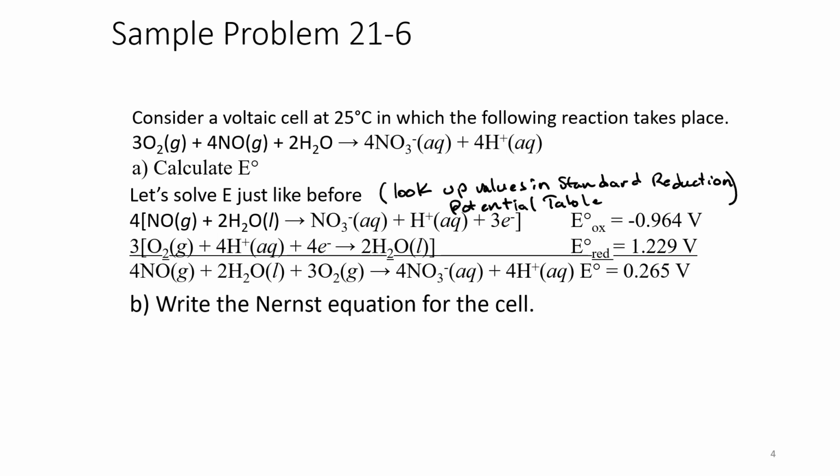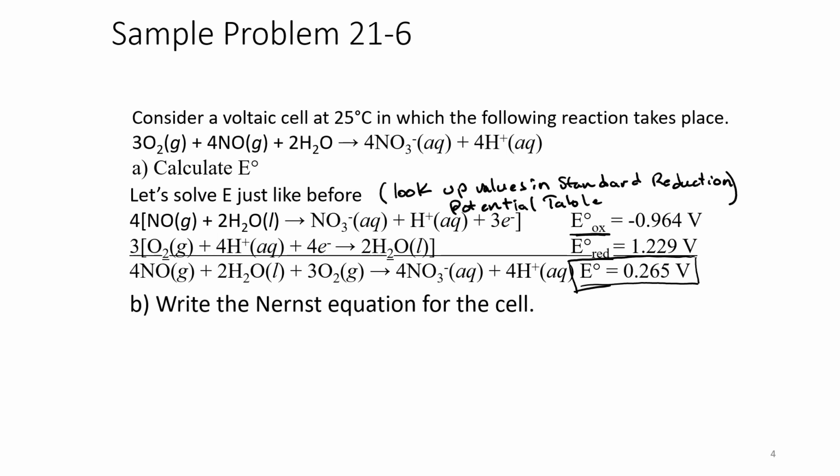Right, we're going to switch the sign of one of them, the oxidation one. We're going to add the oxidation and reduction steps together, and we're going to get an overall voltage, our standard voltage. In this case, our standard voltage happens to be 0.265 volts.